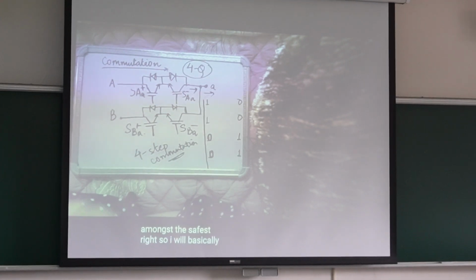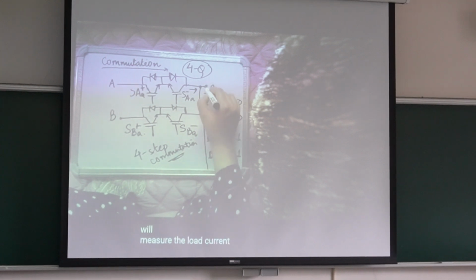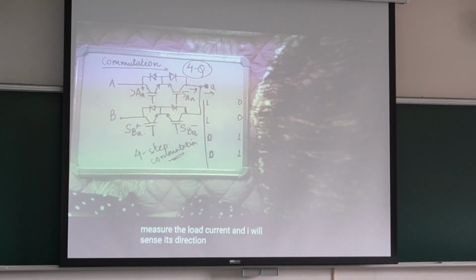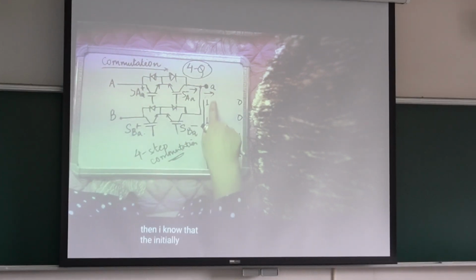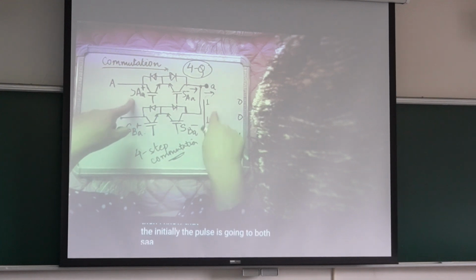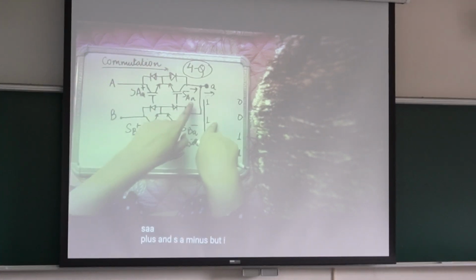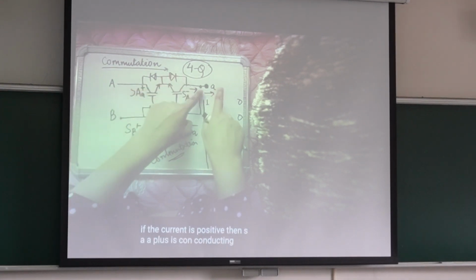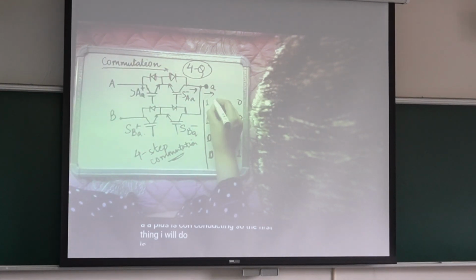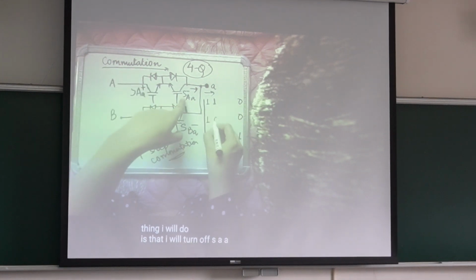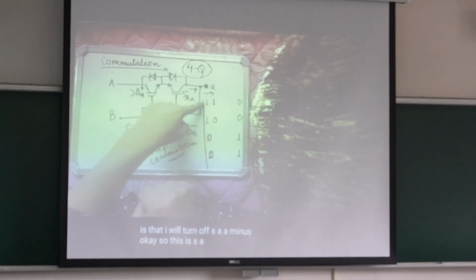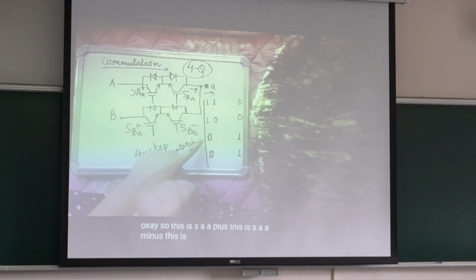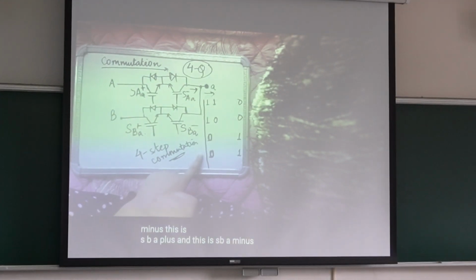I will basically do one thing. I will measure the load current and sense its direction. If the current is positive, initially the pulse is going to both SAA plus and SAA minus, but I also know that if the current is positive, then SAA plus is conducting. So the first thing I will do is turn off SAA minus. Okay? So this is SAA plus, this is SAA minus, this is SBA plus, and this is SBA minus.